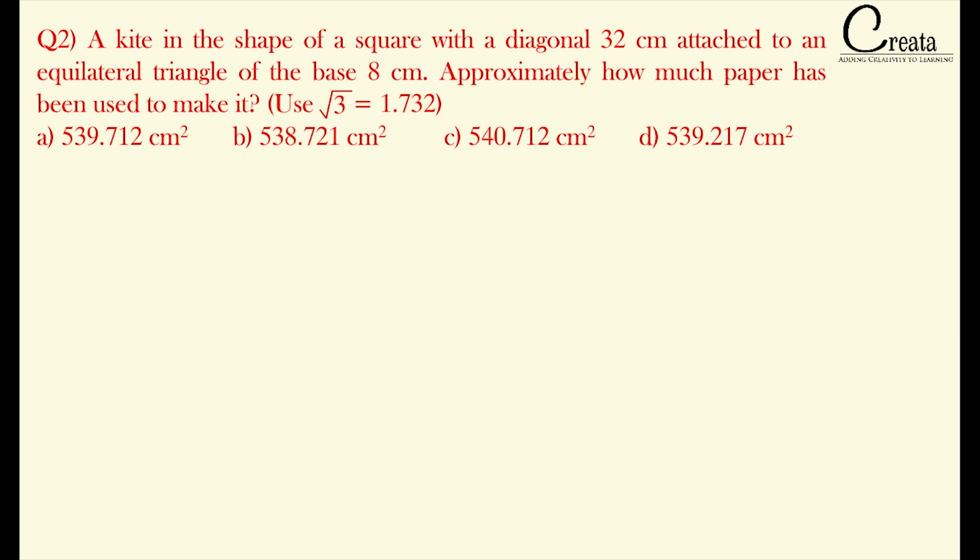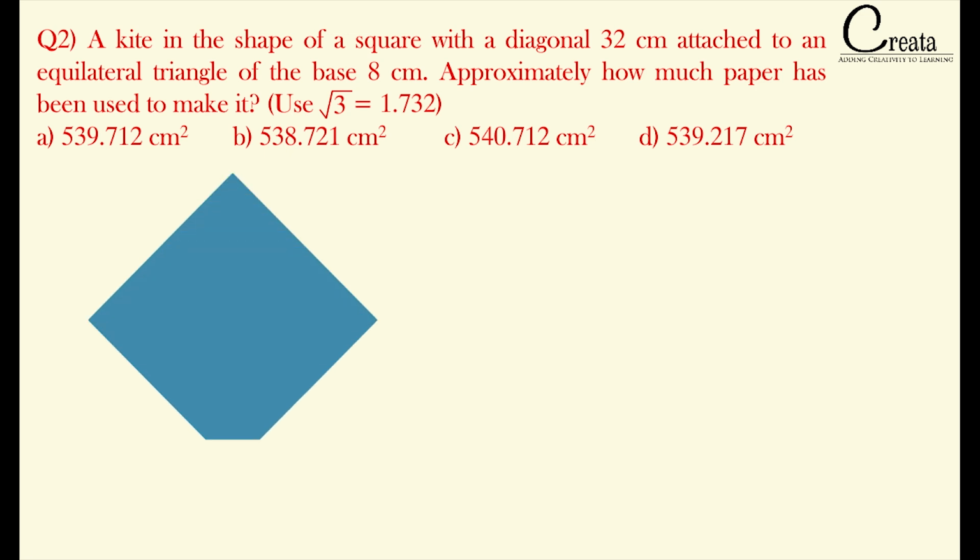Our first step, we will observe and visualize the question. This question is talking about a kite which is formed from a square and an equilateral triangle. We have to calculate how much paper has been used to make this kite. It means that we have to find the total area of the kite. That will be equal to the total paper that has been used, that is the area of the kite.